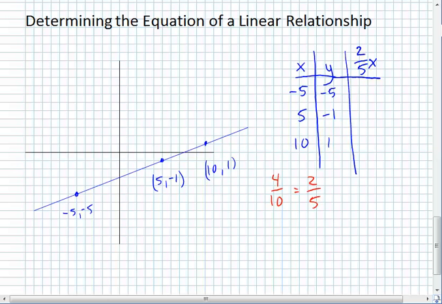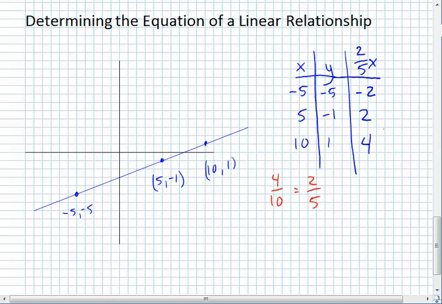And so when you do that, 2 over 5 times negative 5 is going to be negative 2. And 2 over 5 times 5 is just 2. And 2 over 5 times 10, well, that's going to be 20 divided by 5. So that's going to be 4.